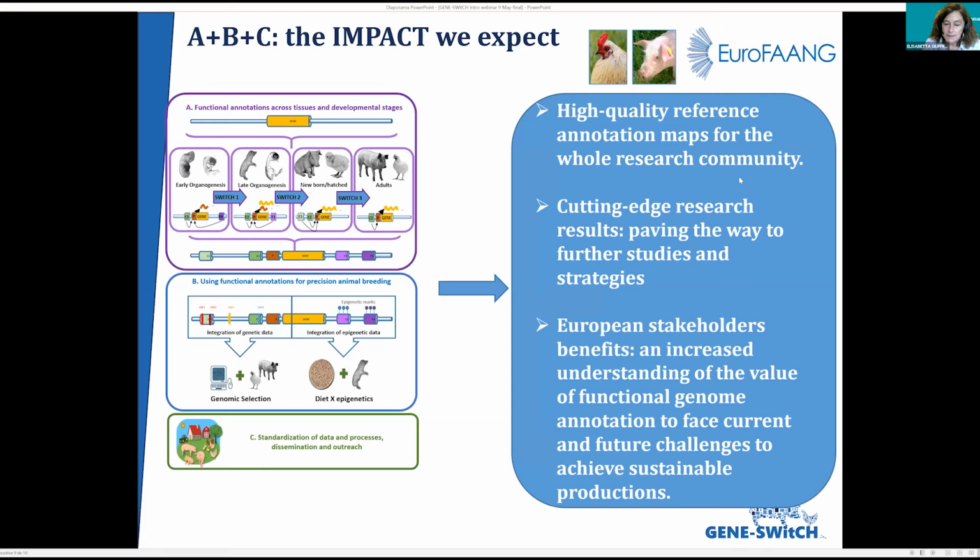So what is the impact that we expect from these components that I've illustrated? First, high quality reference annotation maps for the whole research community that will be, I think, a great resource for both academic and applied research. We will deliver cutting-edge research results that will pave the way for further studies and also, we think, strategies. And we think there will be a number of European stakeholders' benefits, an increased understanding of the value of functional genome annotation to face current and future challenges for achieving sustainable production.